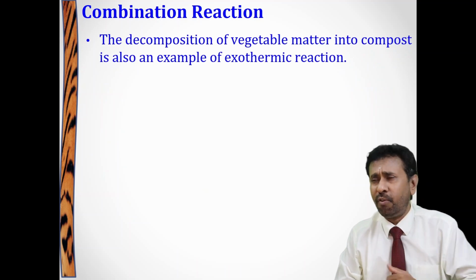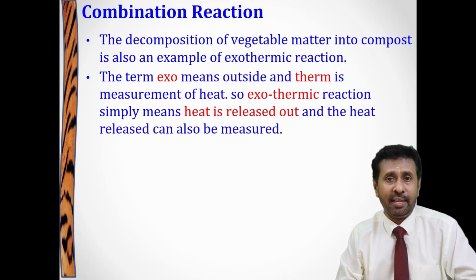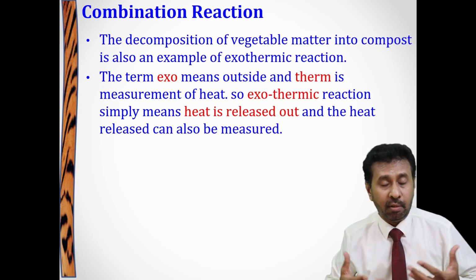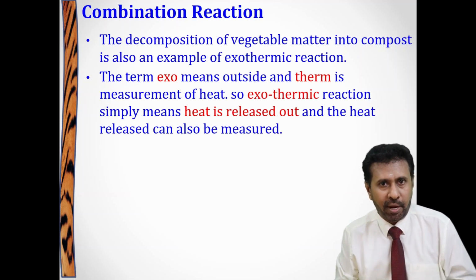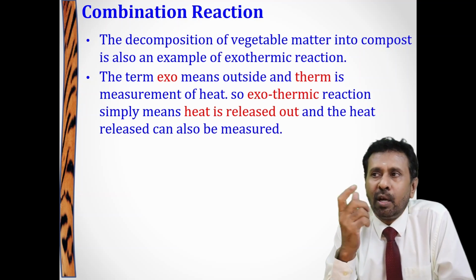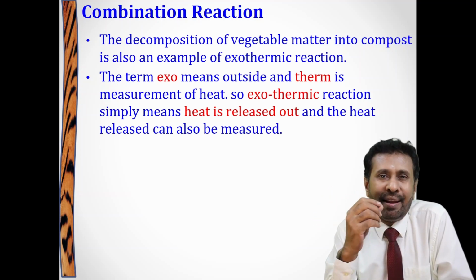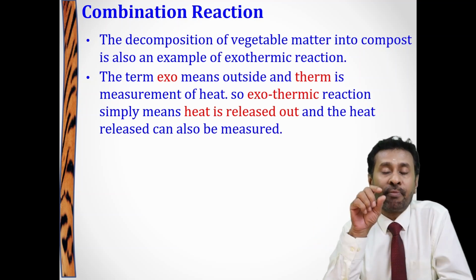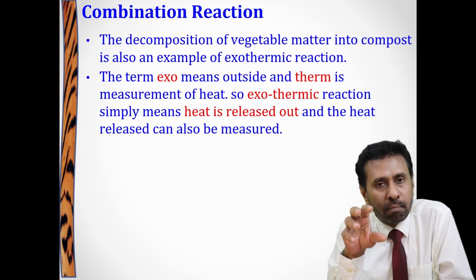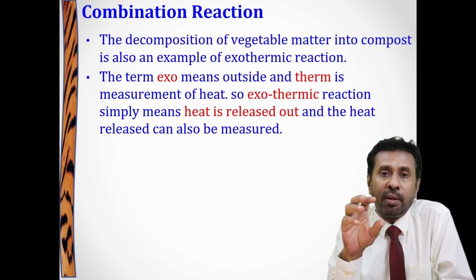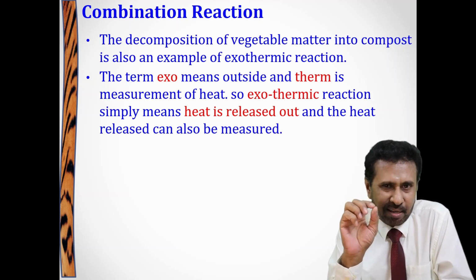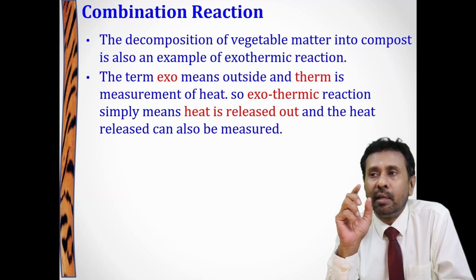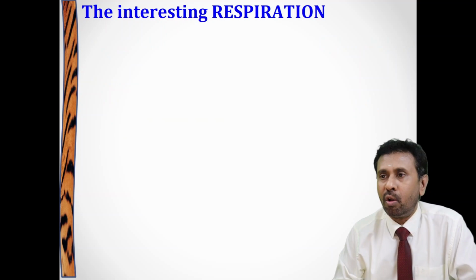The decomposition of vegetable matter is again an exothermic reaction. We eat food and we release heat. Our energy is in the form of heat, right? So the term exo means outside and therm is the measurement of heat. So in any reaction where heat comes outside, heat is released, and with proper equipment we can go ahead and measure the heat also. Exactly what is the amount of heat that is released, we can measure that. Such reactions where heat is released are called exothermic reactions.